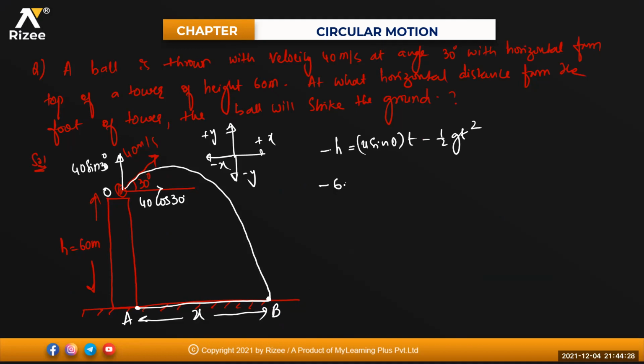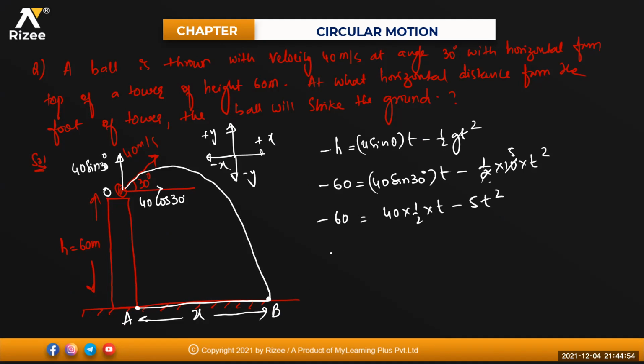h is minus 60. Initial velocity is 40 into sine, angle is 30 degrees, into time, which I don't know. I need to calculate the time t. Minus half, g value is 10, into t square. 2 ones are 2, 2 fives are 10. So this will become, sine 30 is how much? 1/2. So 1 by 2 into 40 into t, this is 5 into t square. This is minus 60. So minus 60 is equal to 20 into t minus 5 into t square.